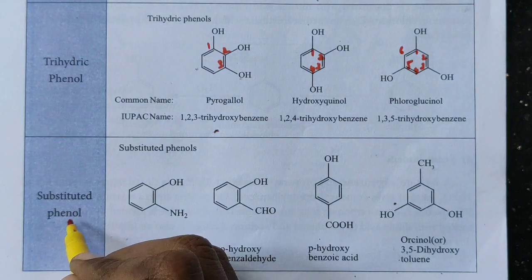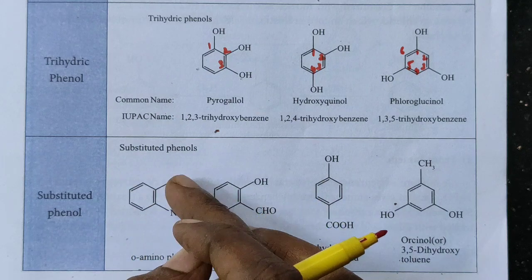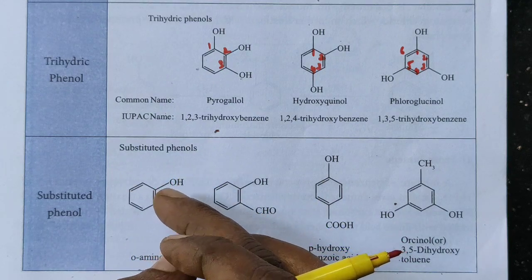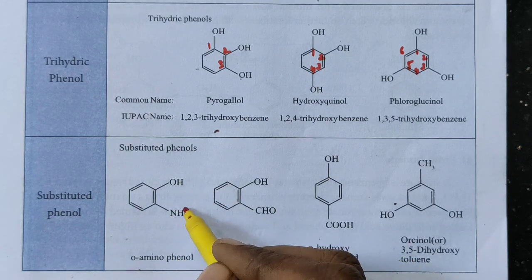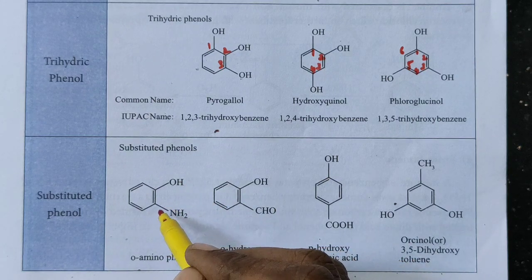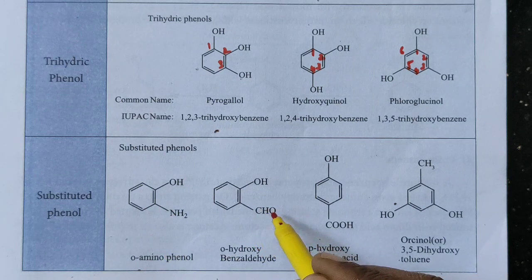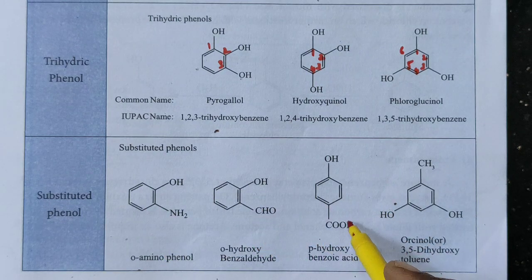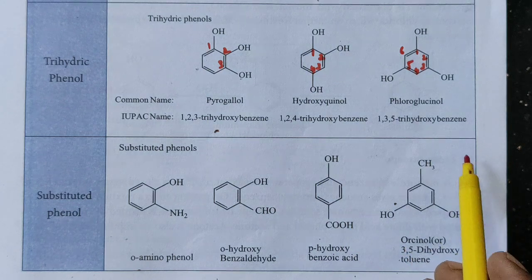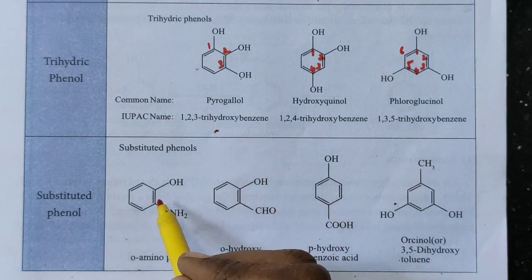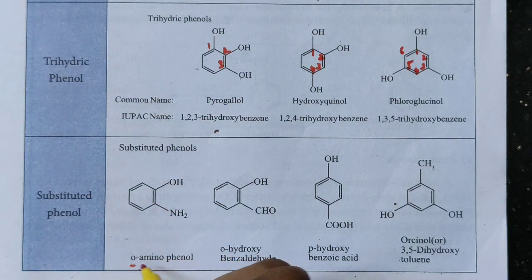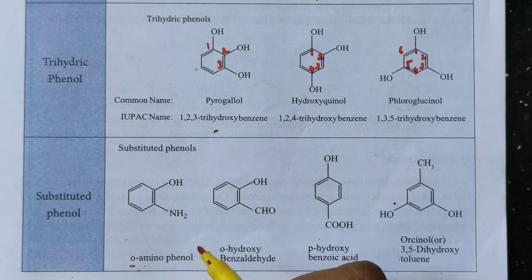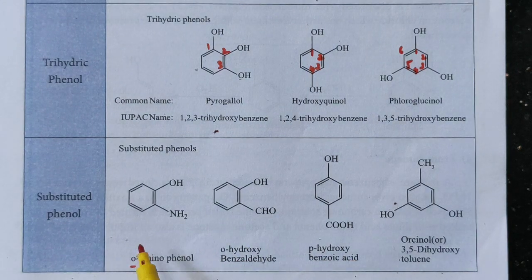The fourth type is substituted phenol. What is substituted? When the phenol has another group substituted on it. For example, here NH2 is substituted on the phenol. Here an aldehyde group is substituted on the phenol. Then here carboxylic acid and here CH3. So this is ortho-aminophenol. This is the ortho position.